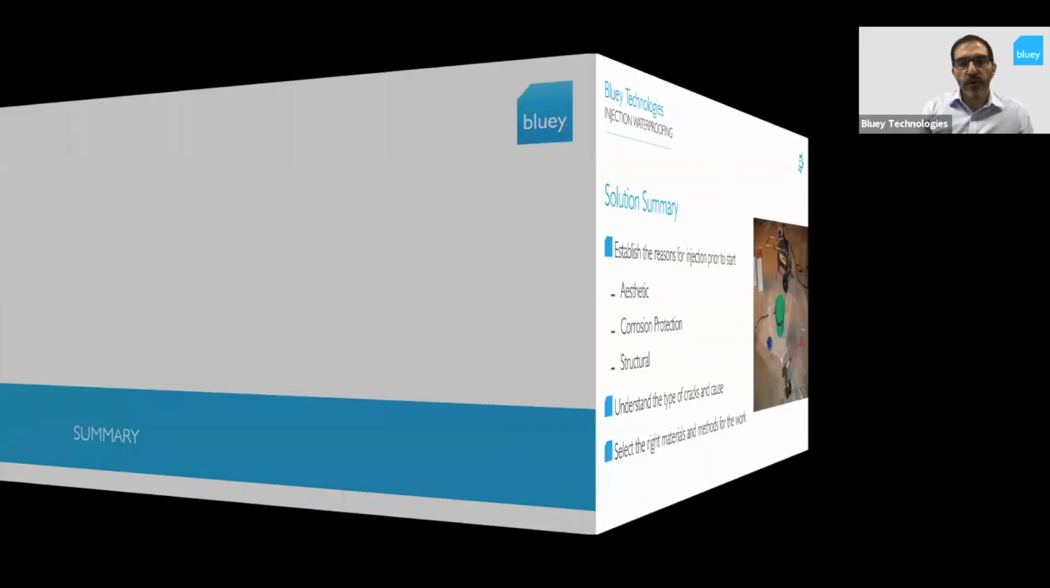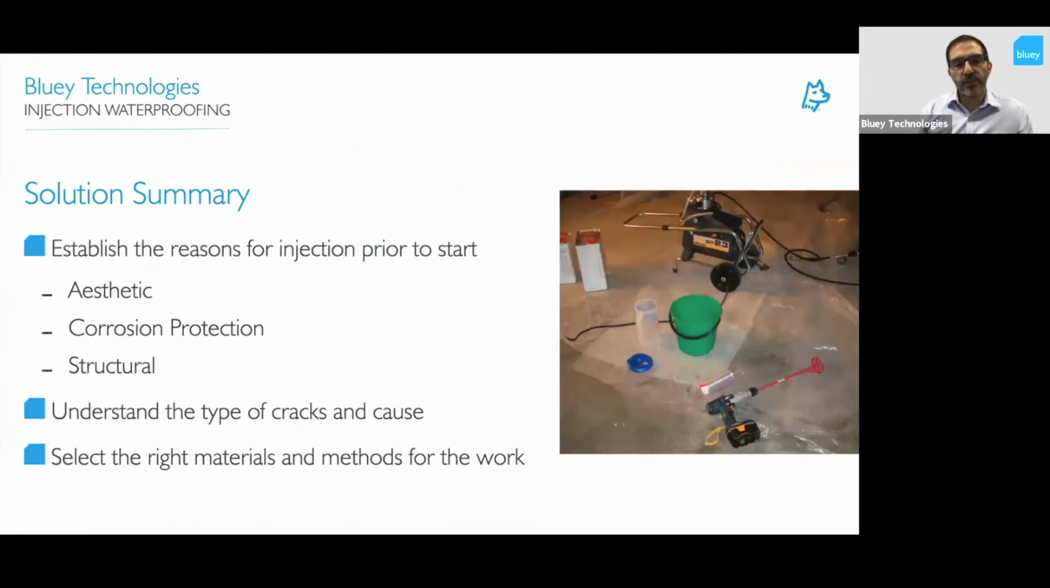So just in summary, first of all, as I mentioned, you should establish the reasons for injection before you start. Is it aesthetic, corrosion protection, or structural? The reason why you're injecting, you have to understand the type of crack and the cause of that crack. Before you dive in too deep without knowing that, you might be drilling in the wrong place, you might select the wrong resins, you might just not be doing the right type of repair for that structure.